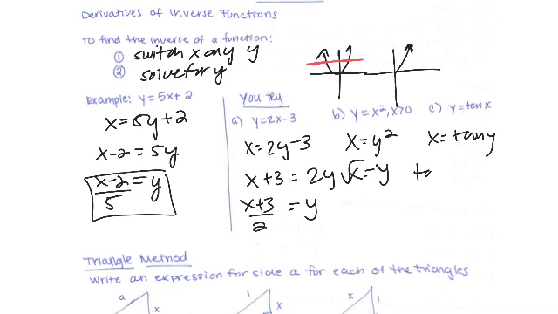Last one, x equals tangent y, and then tan inverse of x equals y. We can always call that the arctan of x. Same thing. So arctan is the same as tan inverse.